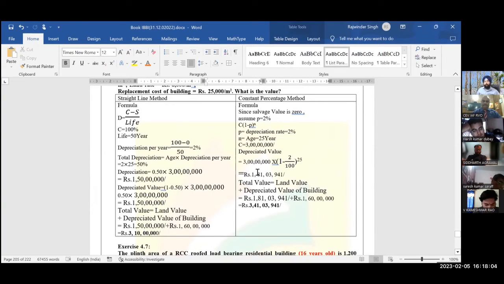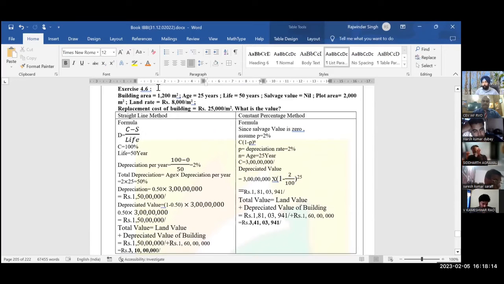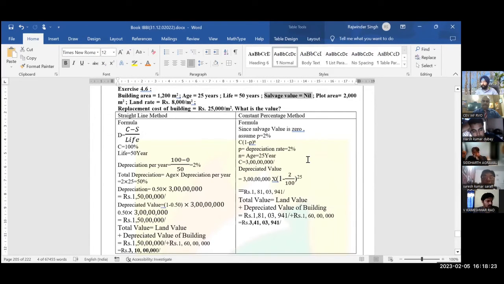Now see what happens if you apply the same percentage. Let us suppose in this formula, building area is 1200 square meter, age is 25 years, life is 50 years, salvage value is nil. When salvage value is nil, you cannot use (S/C) raised to power (M/N). Here you have to assume some percentage. Plot area is 2000.